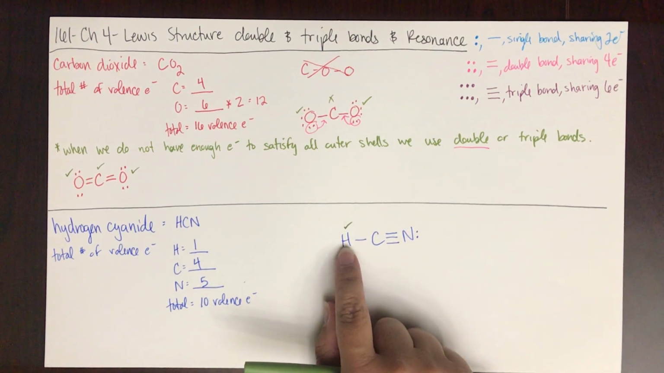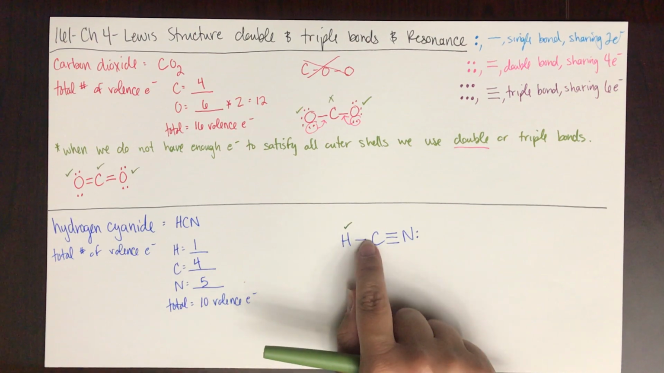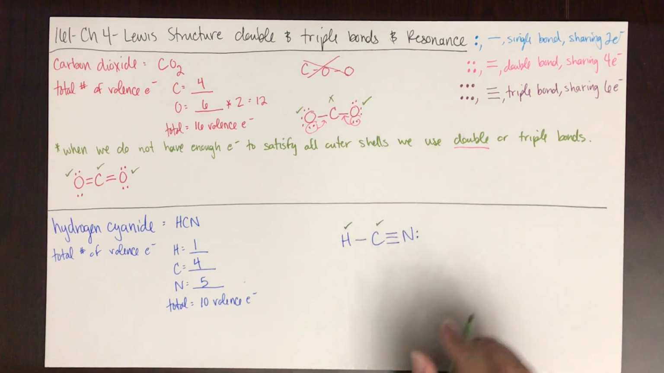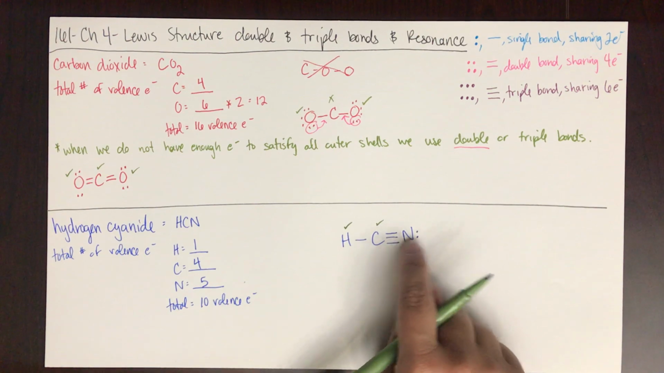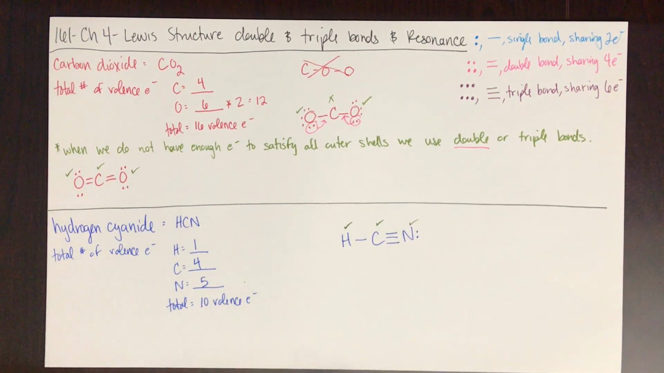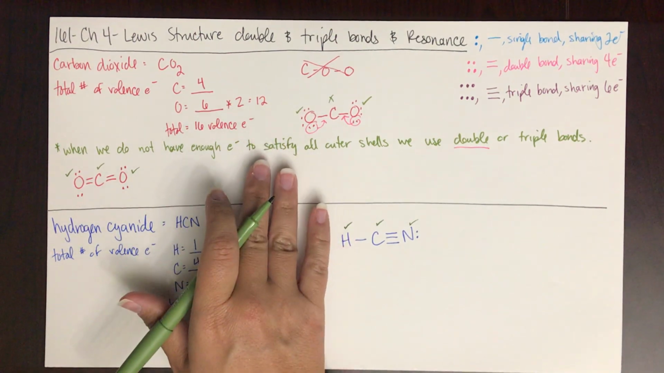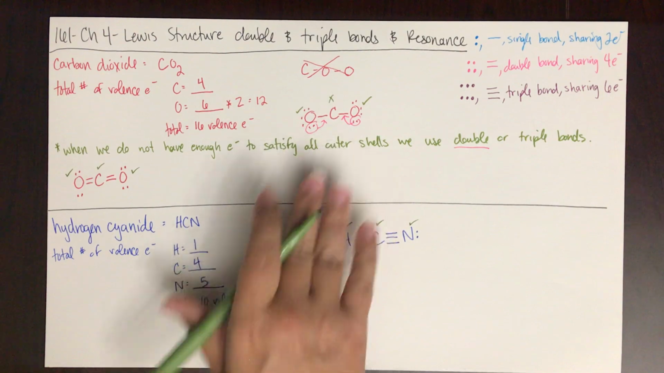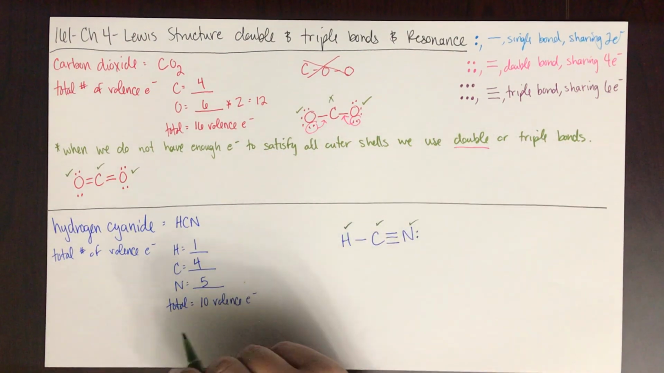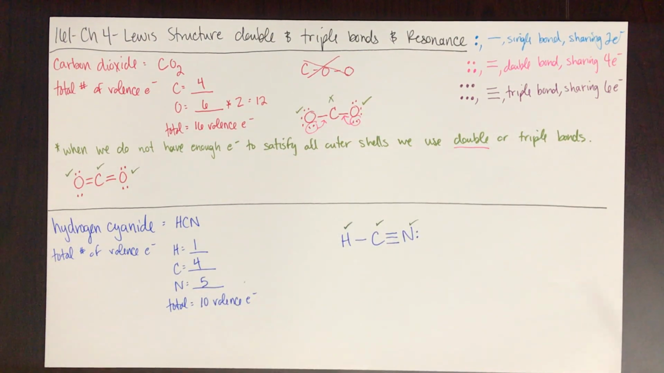Hydrogen is a duet. Hydrogen is full. Carbon has 2, 4, 6, 8. It's happy. Nitrogen has 2, 4, 6, 8. It's happy. This is the Lewis structure for hydrogen cyanide. So when you have not enough electrons to satisfy the outer shells of all of the elements, you use double or triple bonds. So let's look at an example where we use something called a resonance structure.